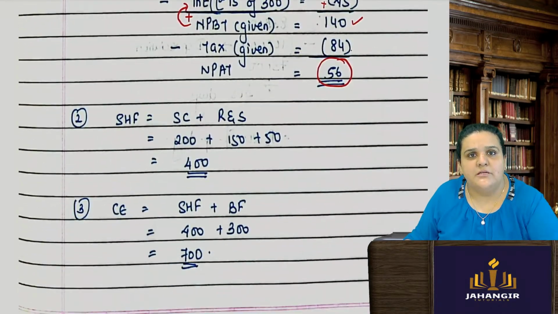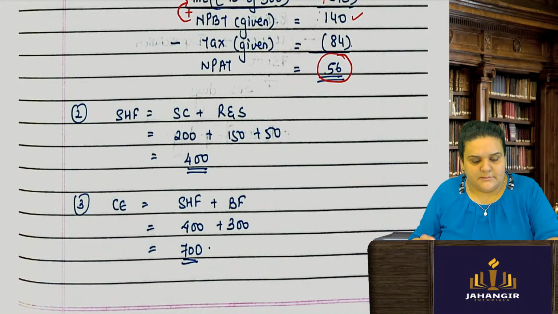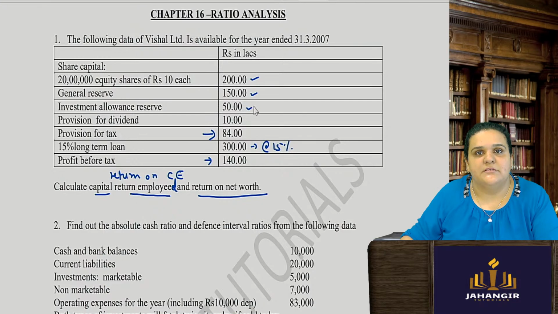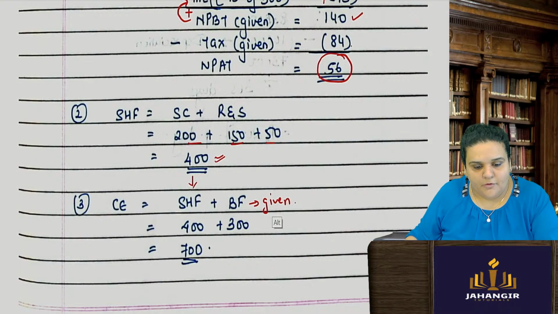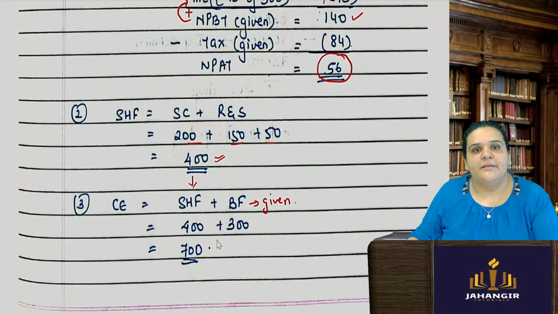So what is my shareholders' funds? Shareholders' funds is nothing but share capital plus reserves and surplus. So my share capital is 200. General reserve is 150 and investment allowance reserve 50. So there are three things. I'm adding that: 200 plus 150 plus 50, 400. Capital employed will be what? Shareholders' funds, which I already found, plus my borrowed funds, which is given. Borrowed funds is 300. Therefore, my capital employed will be 700.